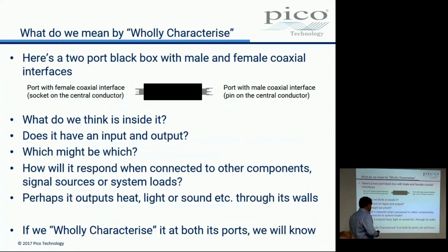Right, so here's a 2-port black box with male and female connectors at each end. Actually, this one at this end is a female connector, and this one's a male connector. Whoops. Female connector, male connector. We'll talk about that as well. What's inside it? We don't know, do we? Might have an input, might have an output. We don't know which is which, do we?